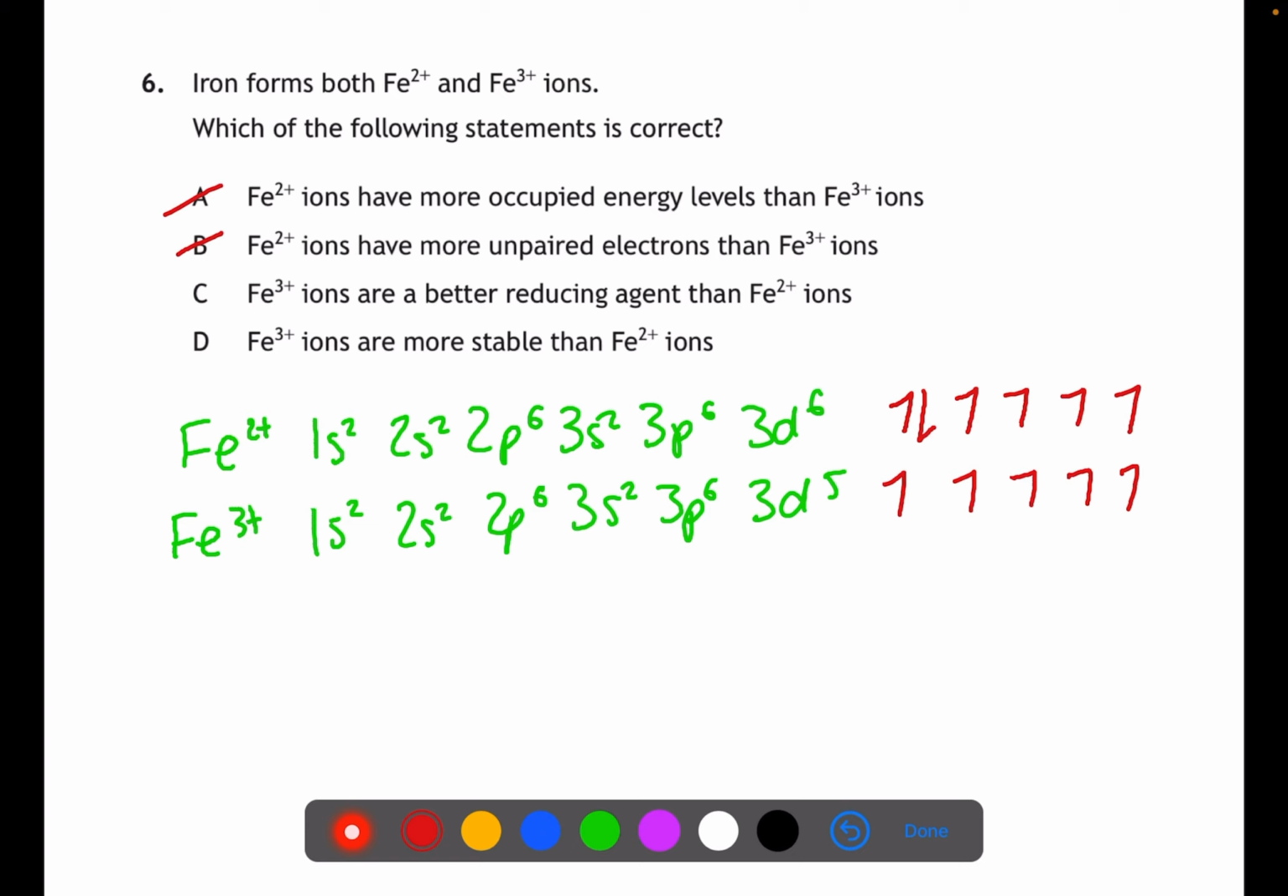Fe3+ ions are a better reducing agent than Fe2+ ions. To be a reducing agent, the ion needs to be able to be oxidized. Fe3+ cannot be oxidized any further, whereas Fe2+ can be oxidized further to Fe3+, meaning Fe2+ would be a better reducing agent. Fe3+ ions are more stable than Fe2+ ions. They are more stable because of this arrangement where we have a half-filled d subshell.